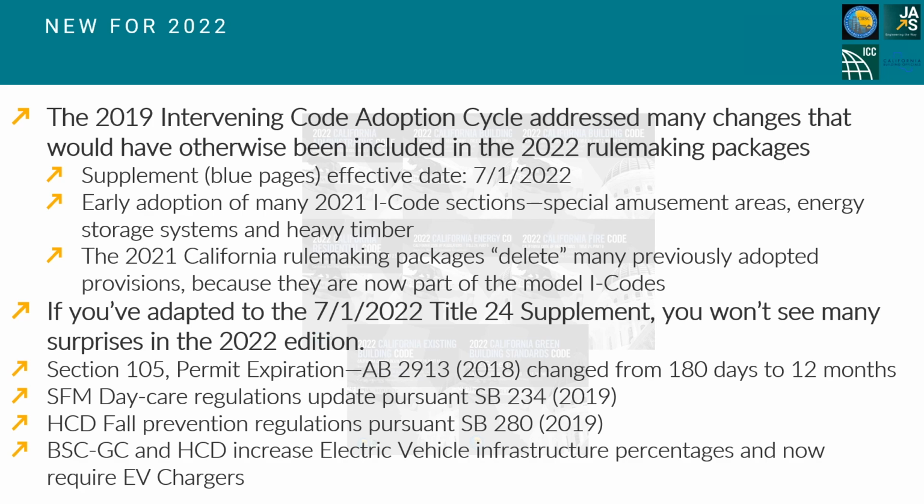A few to note are the BSC included language in the permit expiration section of Chapter 1 in all parts of Title 24 to reflect AB 2913, statutes of 2018, which are the permit expiration change from 180 days to 12 months. The State Fire Marshal updated daycare regulations pursuant to SB 234, statutes of 2019. And HCD included fall prevention regulations pursuant to SB 280, statutes of 2019. In July, BSC is issuing a 2022 Title 24 code change document with detailed information.